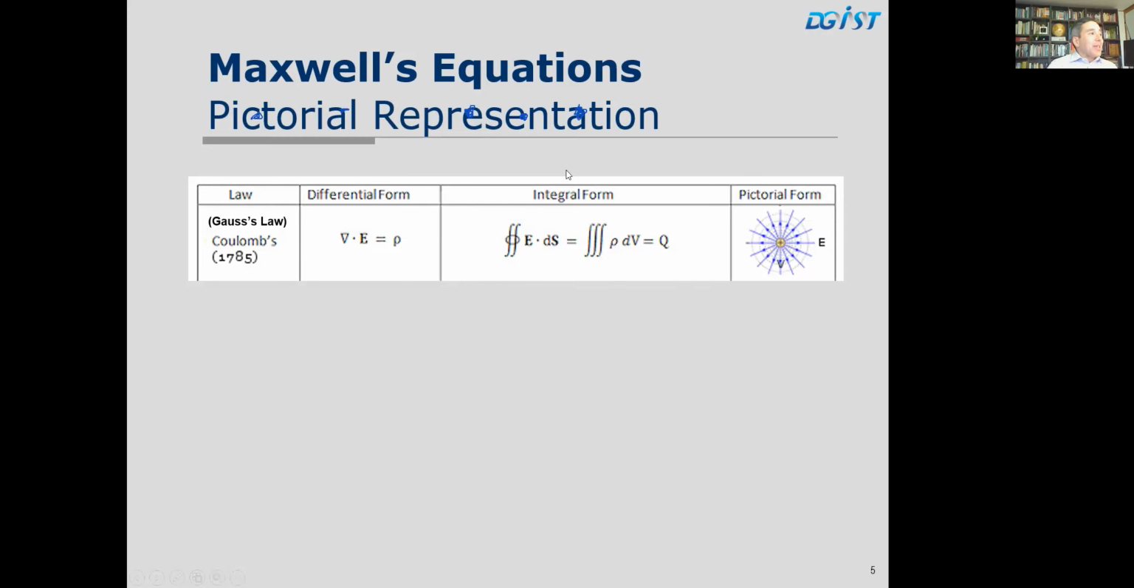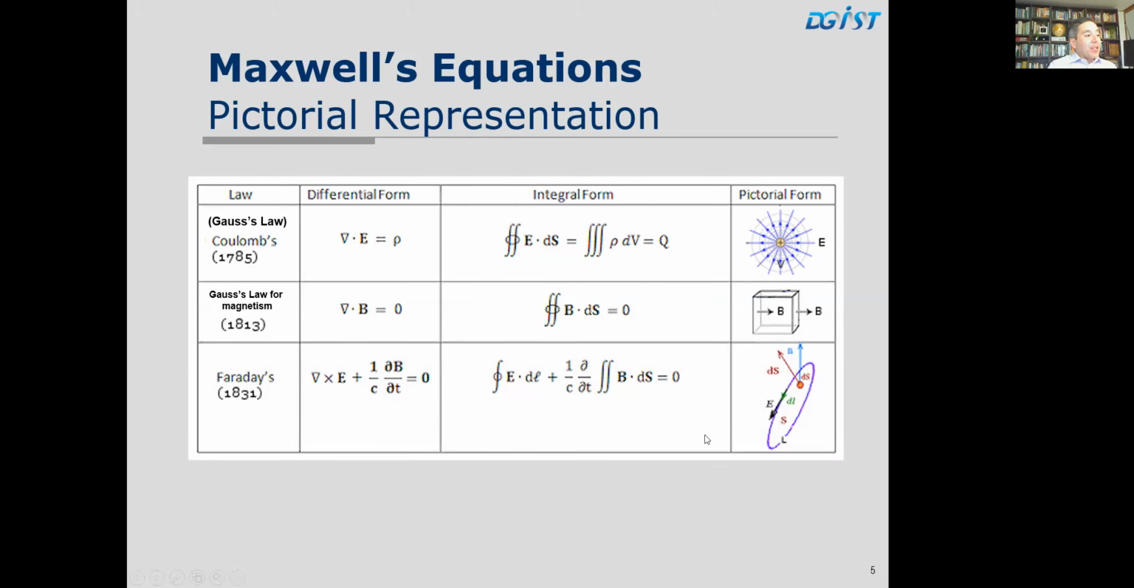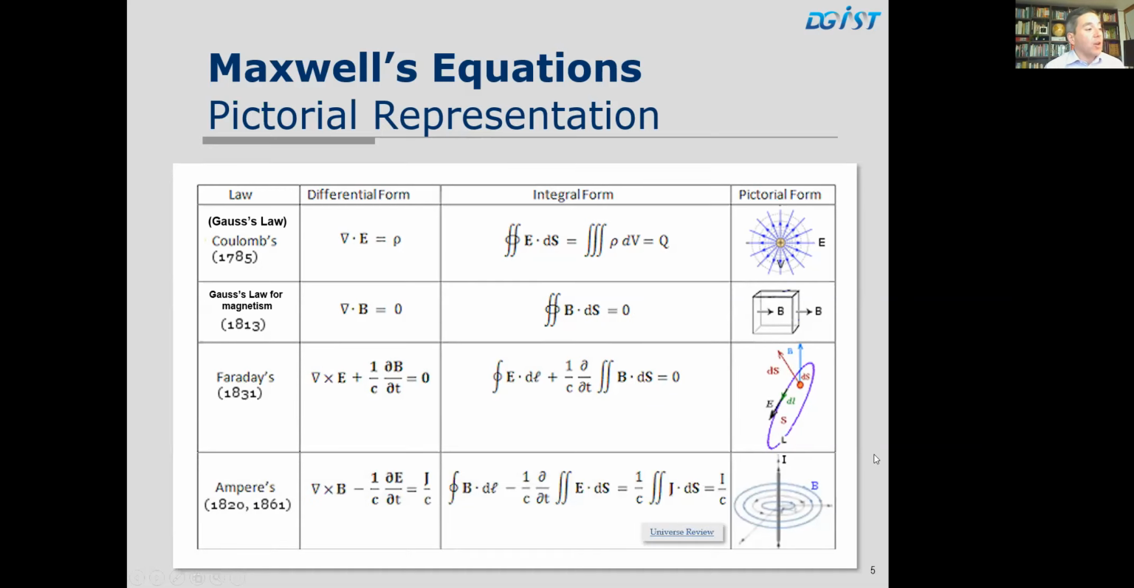We can also represent this pictorially. This is the charge in the center of a closed form. So the electric field is not going to be zero if we add it up around this charge, and that's Gauss's law. This is Gauss's law for magnetism, and it's indicating that around the closed area, the magnetic field going in is the same as the magnetic field going out. Faraday's law states that if we have a changing magnetic field in this area here, that will create an electric current going around that. And then likewise, an electric current going here through Ampere's law will create a circular magnetic field around that current.